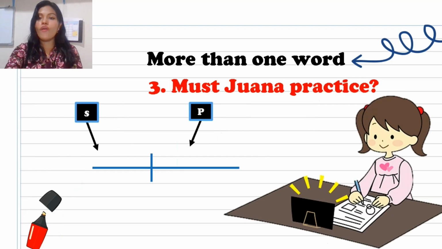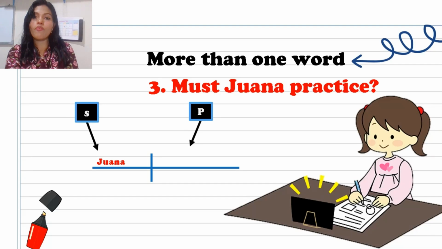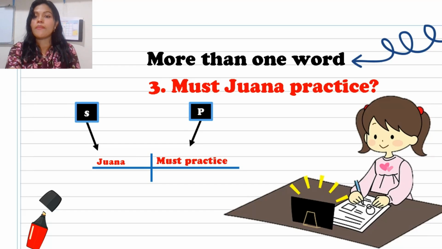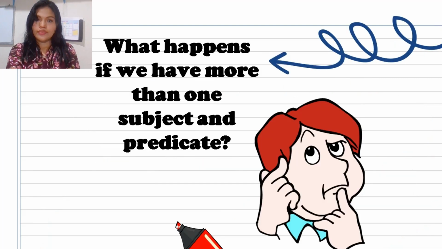If we have more than one word, as you see, "we must practice." In this case, "we" is our subject and it is placed on the left side of our vertical line, and "must practice" as a predicate or verb is placed on the right side of our vertical line.